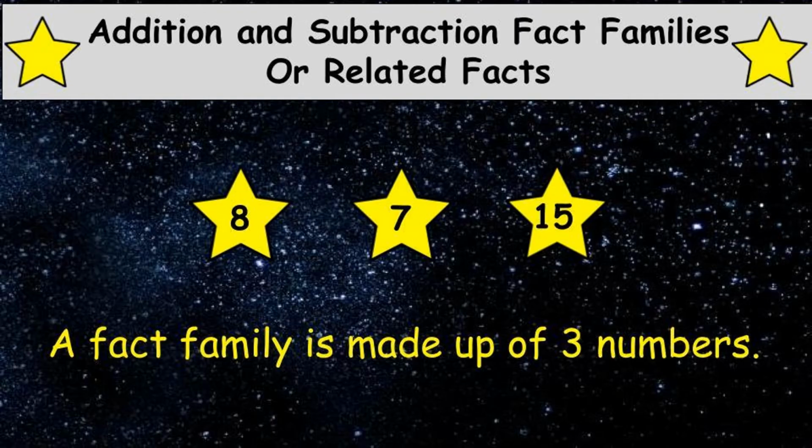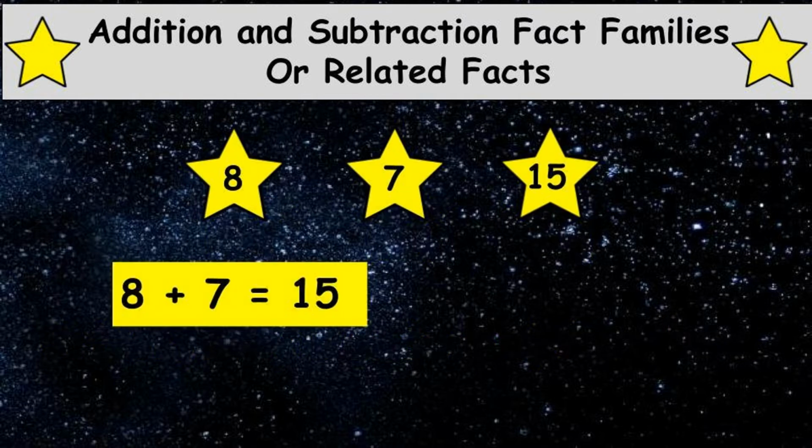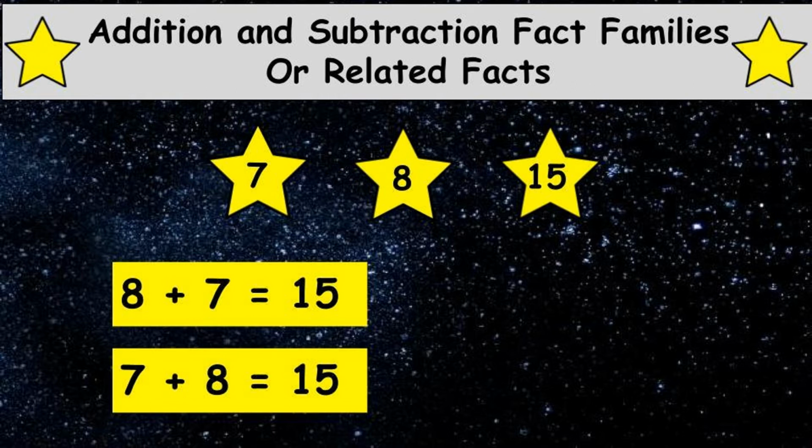A fact family is made up of three numbers. In this case, we're using the numbers 8, 7, and 15. First, we're going to create two addition facts that both equal 15. So we're going to start with the two smallest numbers to equal the largest number. So I started off with 8 plus 7 equals 15. To create the second addition fact, we're going to switch the stars 7 and 8 around. So the 7 is first. 7 plus 8 equals 15. Notice how the sum of each addition fact equals 15.